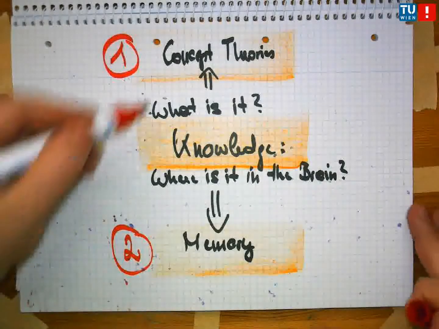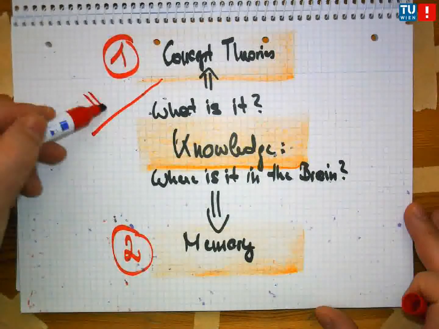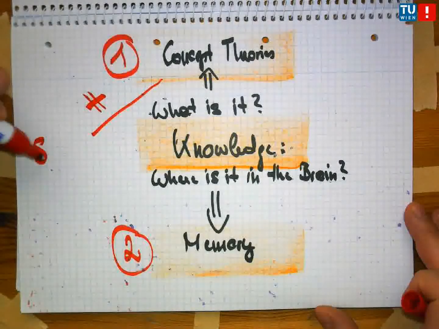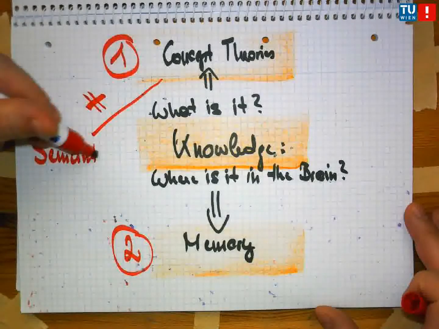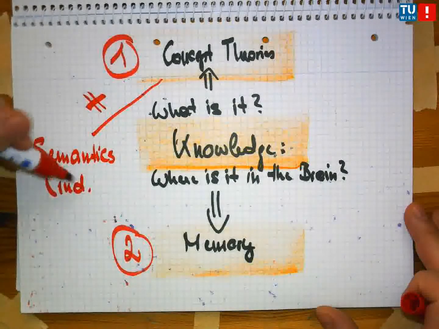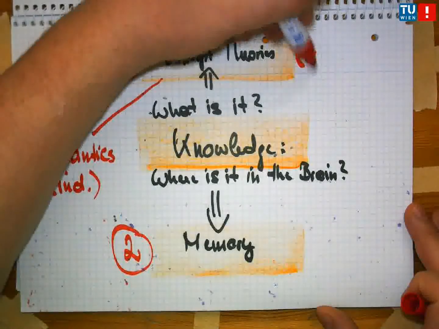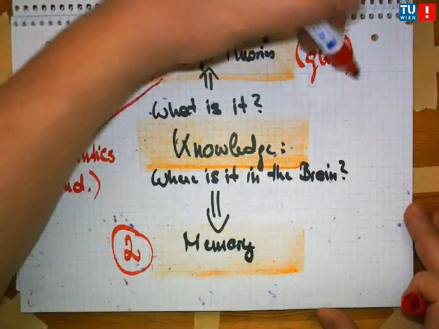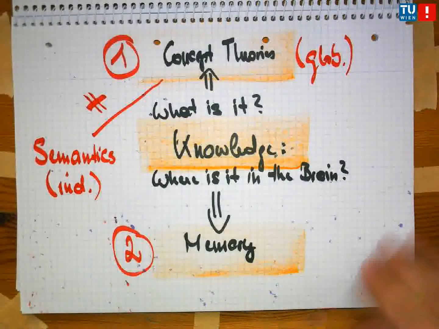Again, as I said, concept is something different than semantics. This is individual, and this is global. Okay? Well then, let's go ahead.